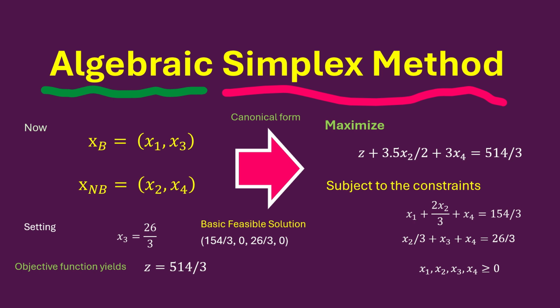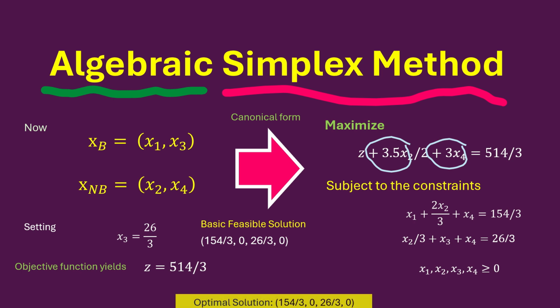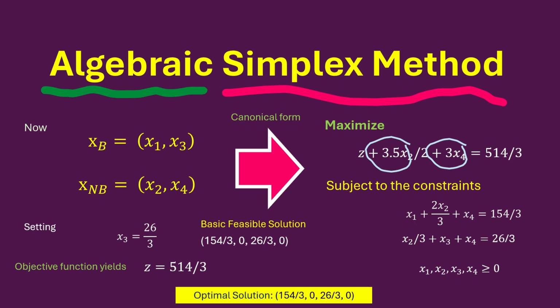Now, since the coefficients of all non-basic variables in the z equation are positive, this shows we cannot further improve the objective function as per the optimality condition. Therefore, the optimal solution in this case is x1 is equal to 154 divided by 3, x2 is equal to 0, x3 is equal to 26 divided by 3, and x4 is equal to 0.